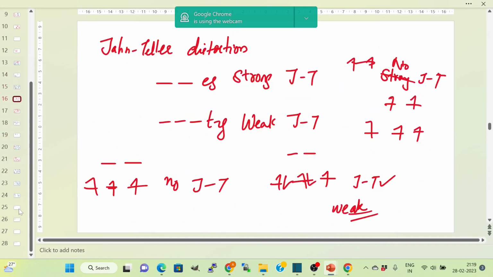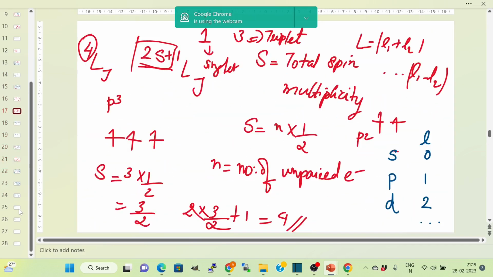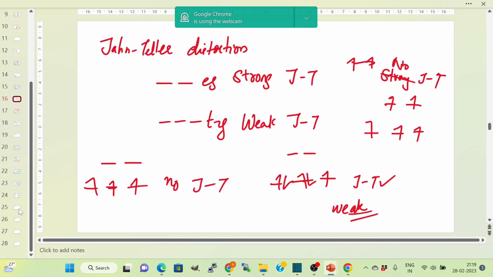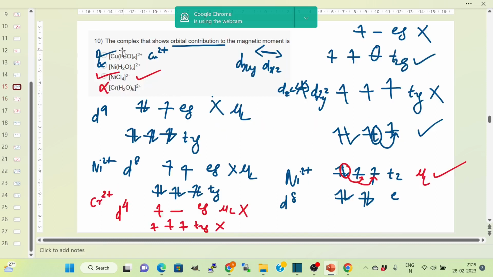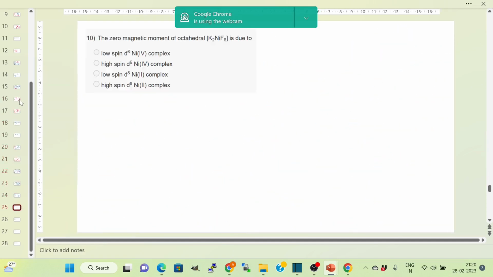Let me check. Since I was talking about Jahn-Teller distortion, normally if you want to see a strong Jahn-Teller distortion, there should be some electrons in Eg. So normally it happens for complexes like copper 2 plus complexes. It has a d9 configuration, so there will be an unpaired electron here, and there will be a strong Jahn-Teller distortion. So whenever you look at a copper 2 plus complex, most probably it has a Jahn-Teller distortion.